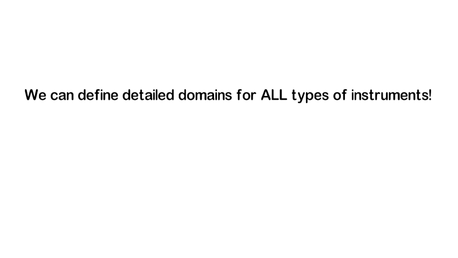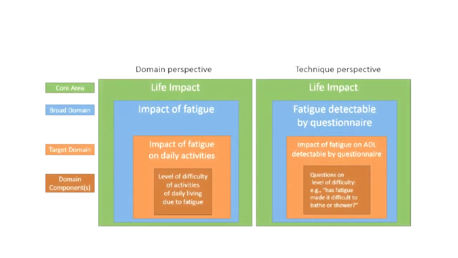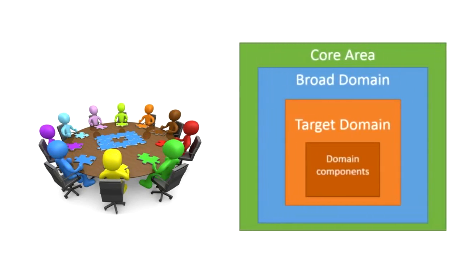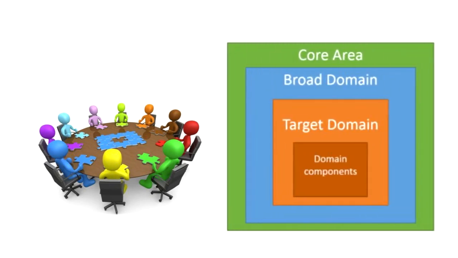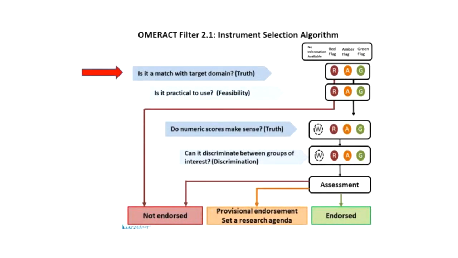For example, in the case of the broad domain of the impact of fatigue and rheumatoid arthritis, we can see whether a questionnaire on fatigue measures the target domain of impact of fatigue on daily activities. We will encourage all OMERACT working groups in the domain selection phase to use this boxes approach when defining their domains. This clear definition can then be used during the instrument selection phase to answer the first question in OFISA, is it a match with the target domain?